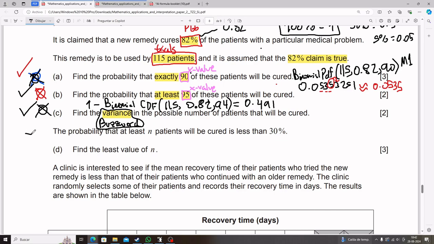Then they tell us that the probability that at least n patients will be cured is less than 30%, and to find, for part D, the least value of n.